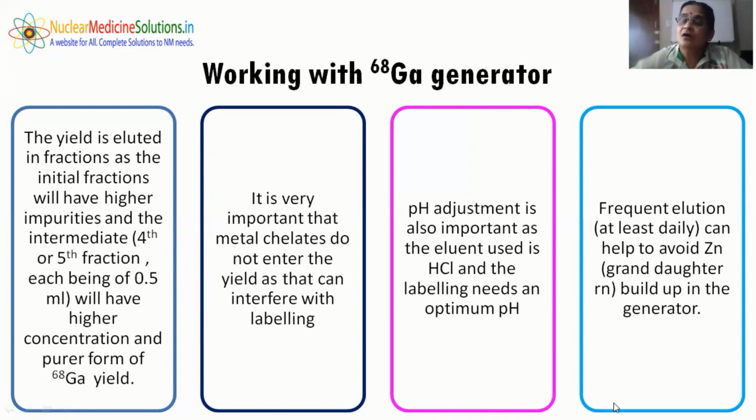reduced. This zinc buildup can happen only when you allow the daughter radionuclide to stay inside the generator, and if the daughter radionuclide is inside the generator, it will be decaying into the granddaughter, which is zinc. And so this has to not be built up. Even if you don't have cases, it is good that you remove this yield, or you keep eluting it daily.